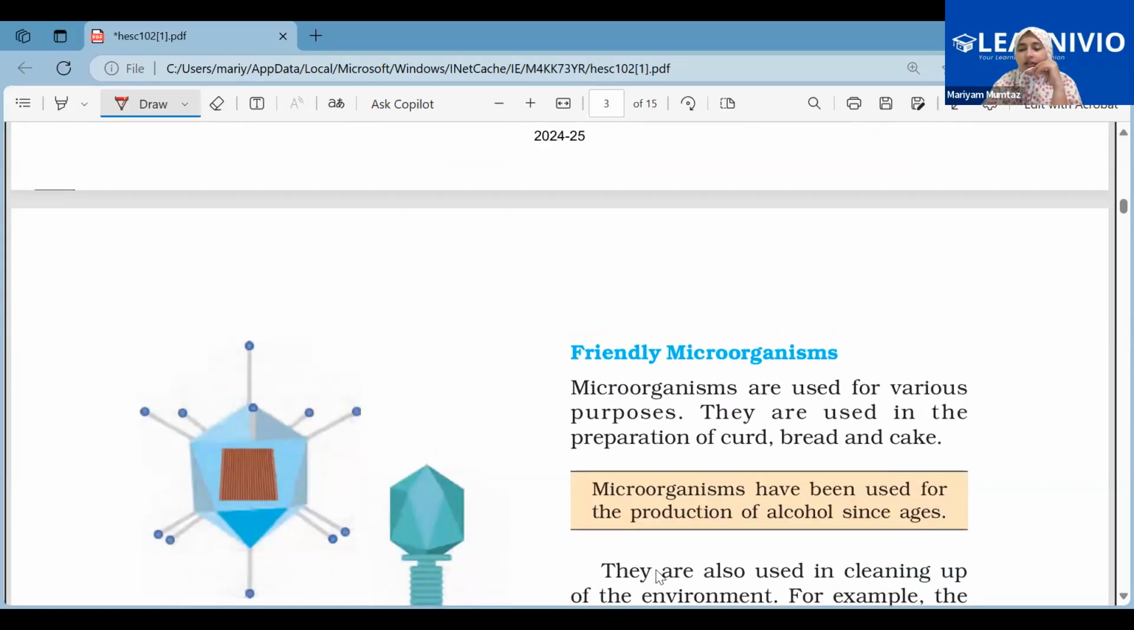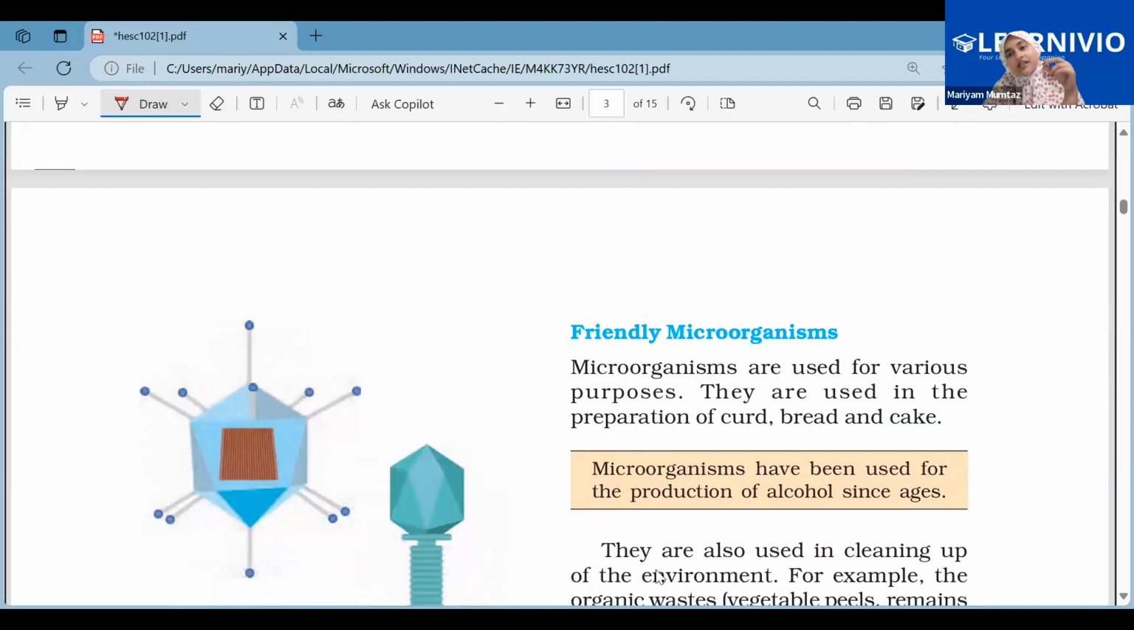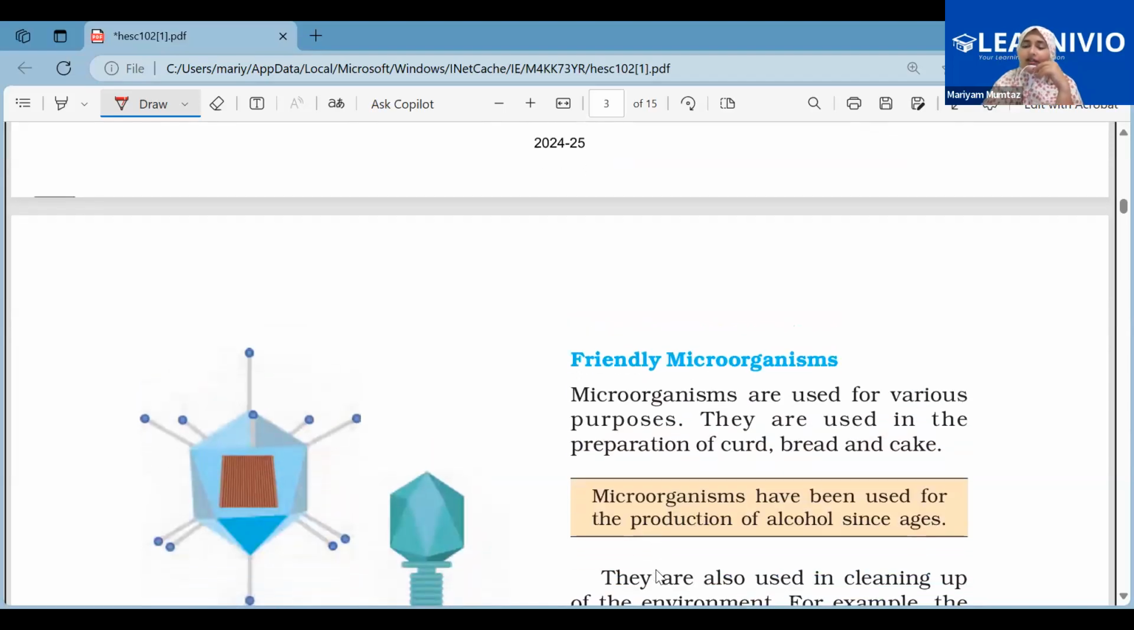Now, friendly microorganisms. Let us see which organisms are friendly for us. Microorganisms that are of use to us, like we can use them in some way or the other, we call those microorganisms friendly, sort of. So, microorganisms are used for various purposes. They are used in the preparation of curd, bread, and cake. And microorganisms have been used for the production of alcohol since ages, meaning from long, long ago.